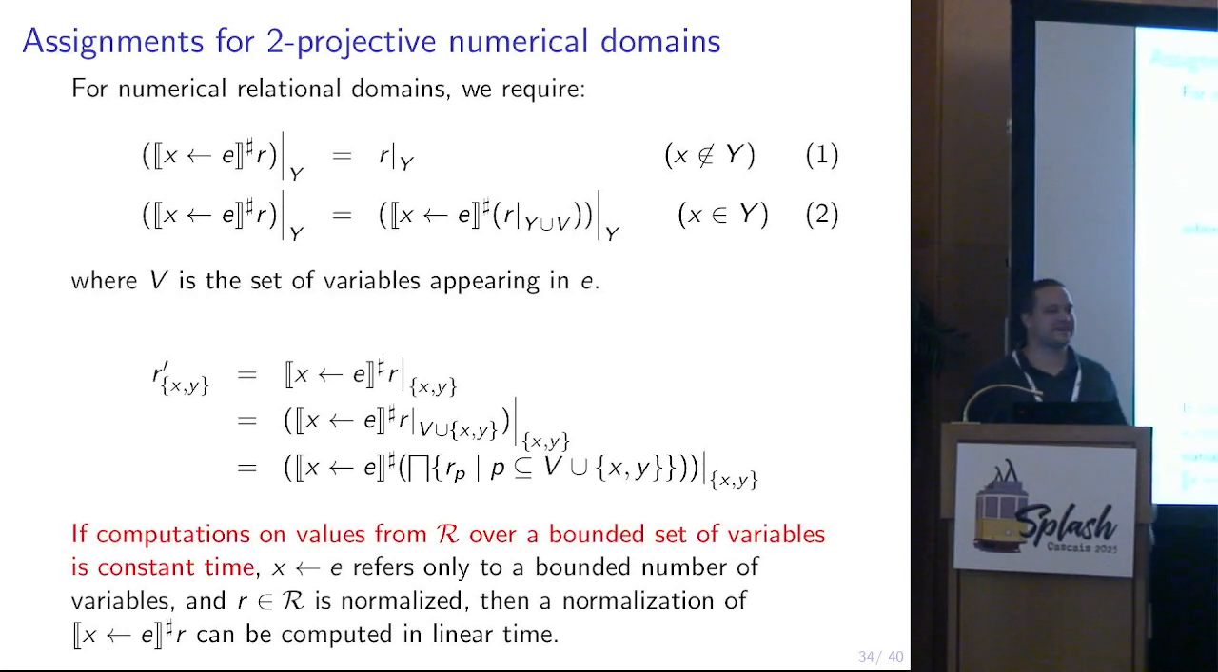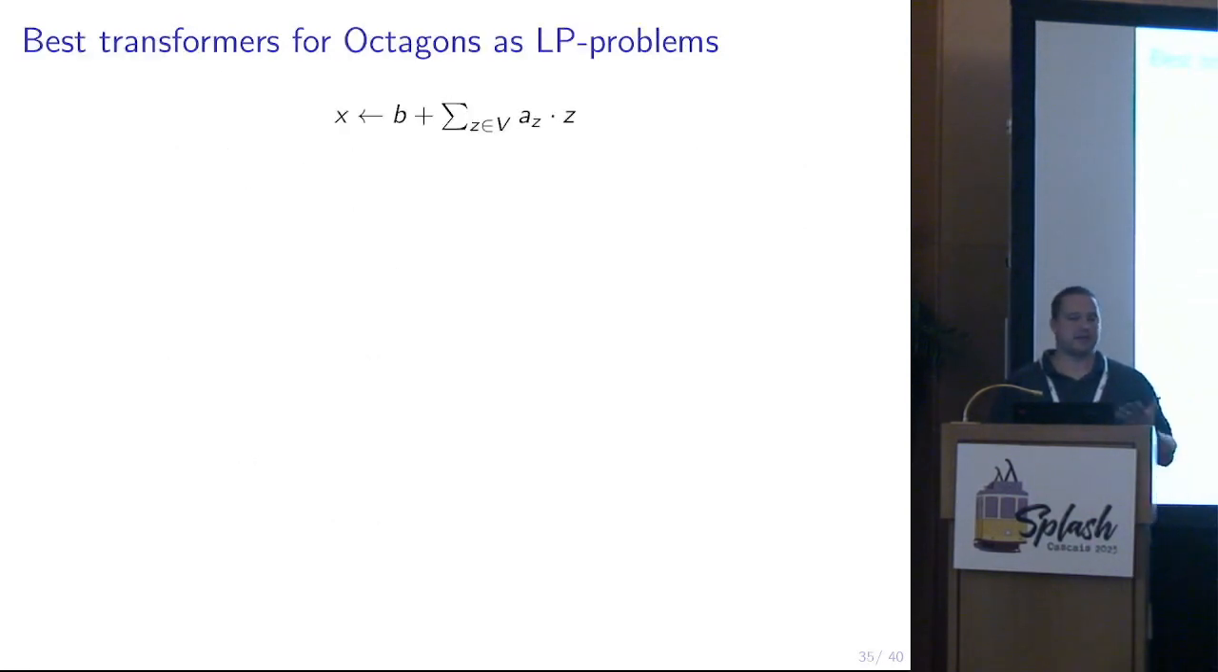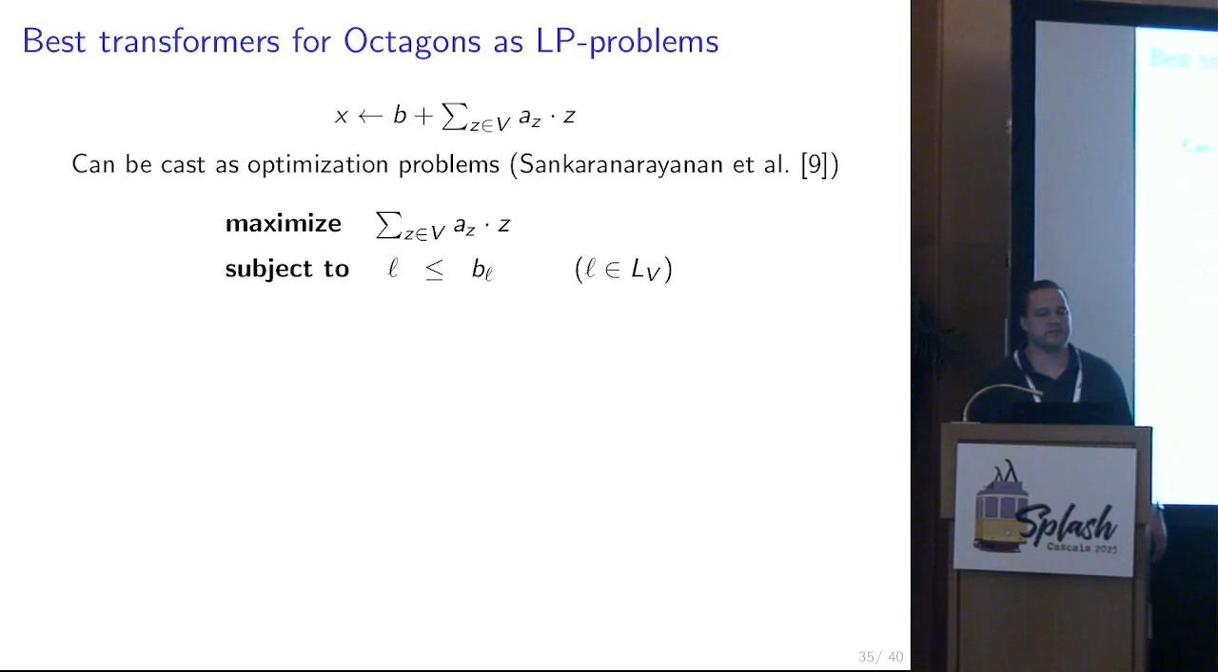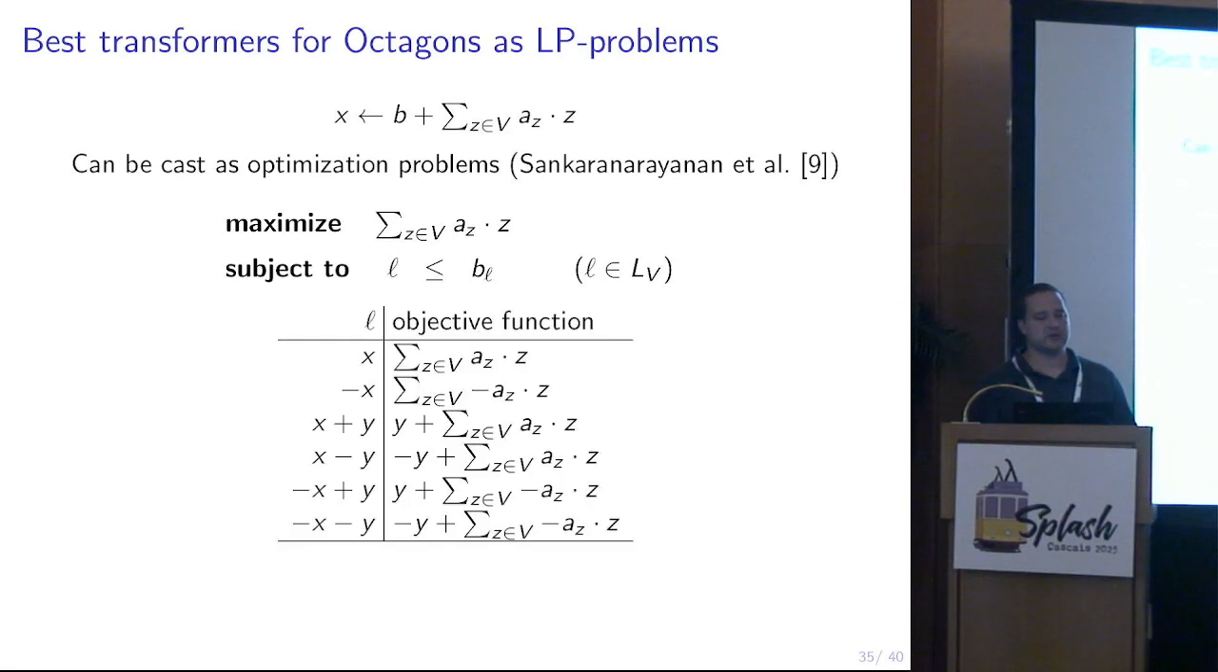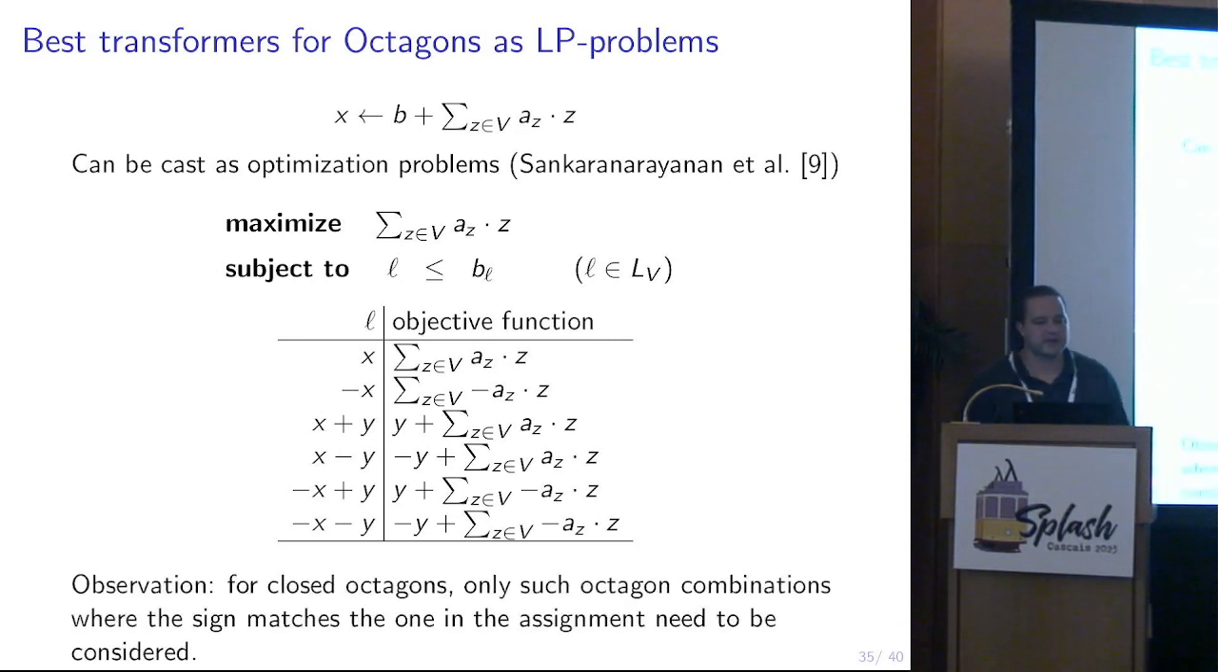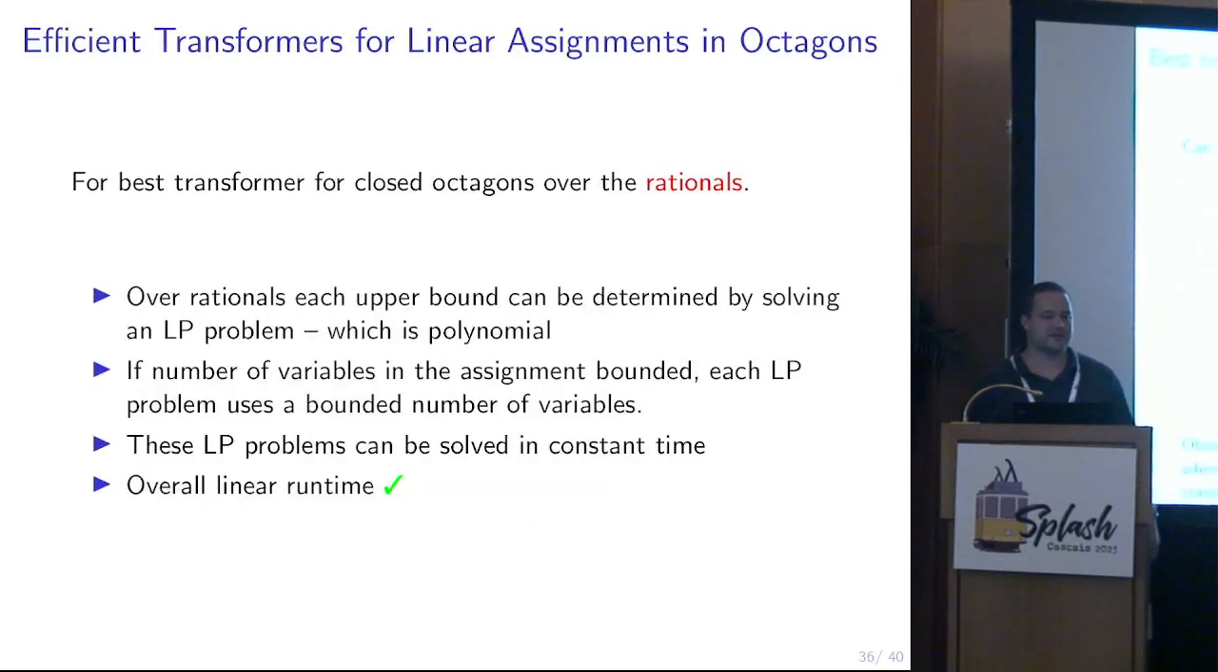Now we have this little thing to check here, whether this is actually true for our octagons. And the best transformers for octagons for these linear assignments can be cast as LP problems, where one basically needs to maximize some objective functions subject to the constraints that somehow appear in the octagon, where the objective function depends on the constraint that you're considering. And the observation there, we made an additional observation, namely for closed octagons, one can somehow reduce the number of octagon combinations that need to be considered to those where the sign matches the one that appears in the assignment. This is a small improvement that we have made here.